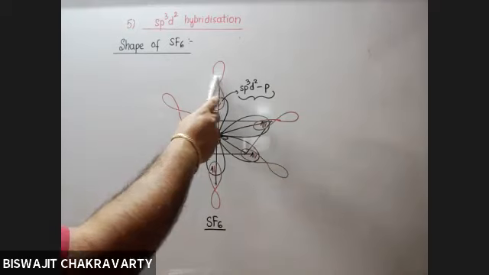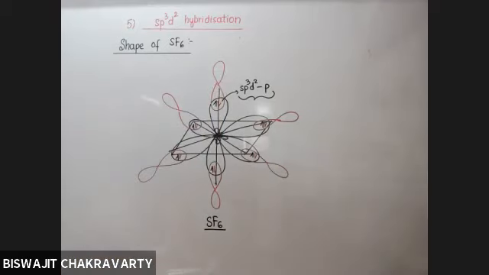These red orbitals symbolize which atom? Fluorine. And the central one with black? Which atom is symbolized by these 6 black hybrid orbitals? Sulfur. Sulfur is the central one. Okay. I hope it is clear.